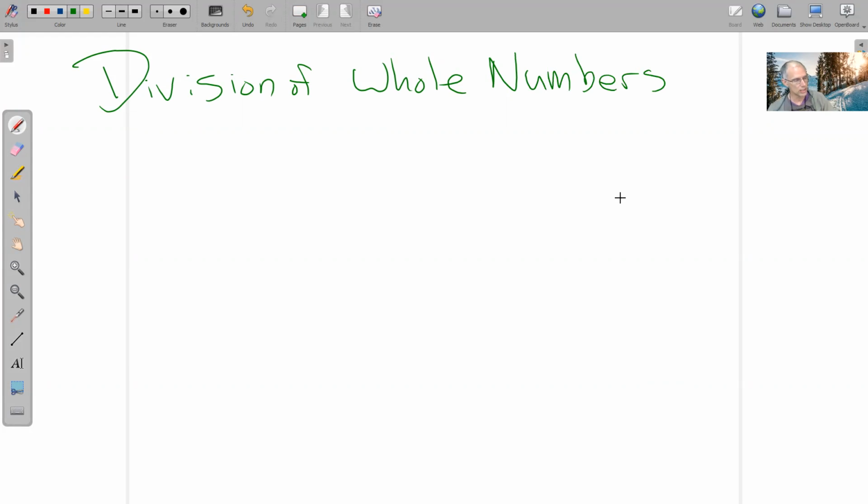And I don't know if you've noticed the theme in chapter 3, but each section is pretty similar in that they talk about what the operation means. What does it mean to add or subtract or multiply or divide? And then how do we get it done? So we'll be looking at models for division. And then the models will take us into algorithms.